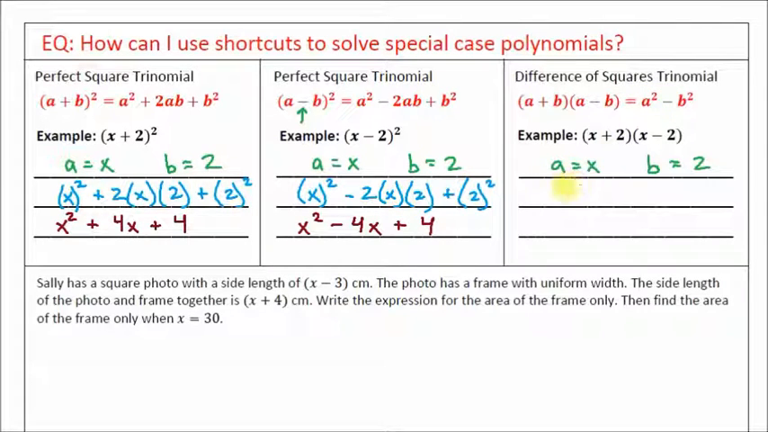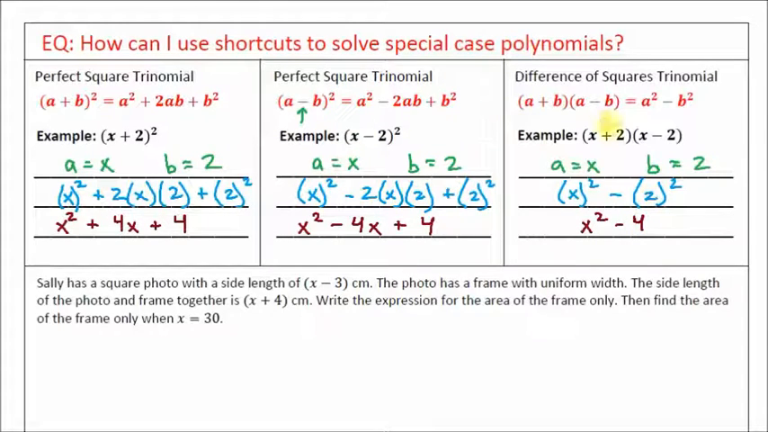It's just a squared. Well, a is x. And it's minus b squared. Well, b is 2. So our final solution here is just x squared minus 4.